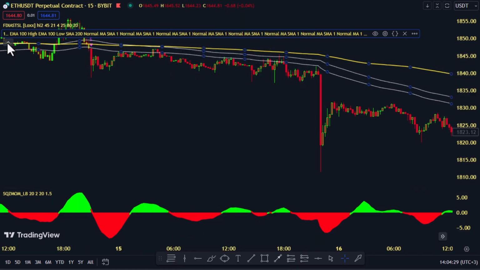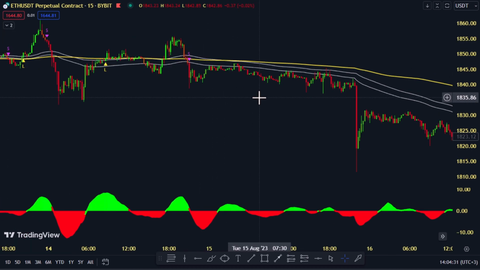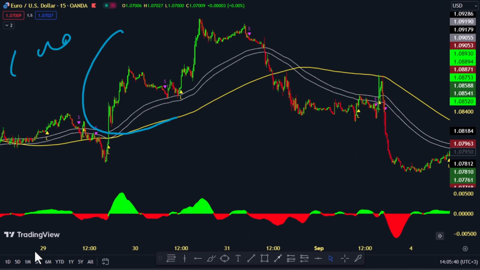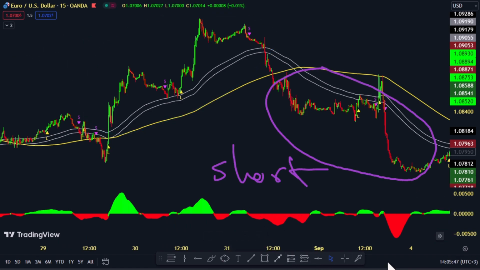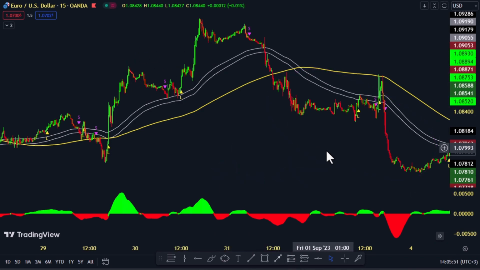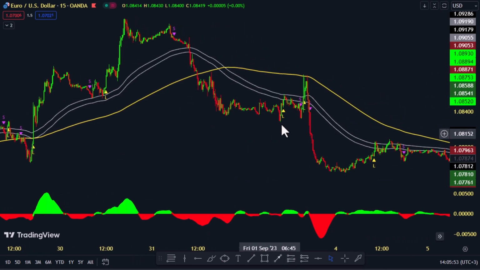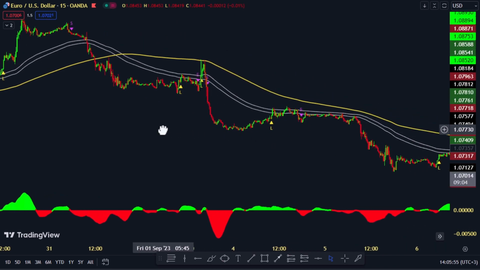With these optimized settings, we can use the moving averages to confirm overall market trend direction. When the price is above all the moving averages, indicating an uptrend, only take buy signals. When the price is below all the moving averages, signaling a downtrend, only take sell signals. This ensures you're never trading against the prevailing trend.